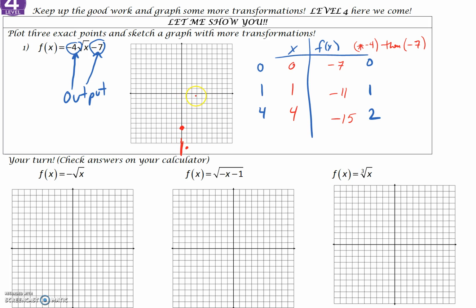So 1, 2, 3, 4. 1, 2, 3, 4. It's going to be down here. So the graph essentially is going to be going down like that.